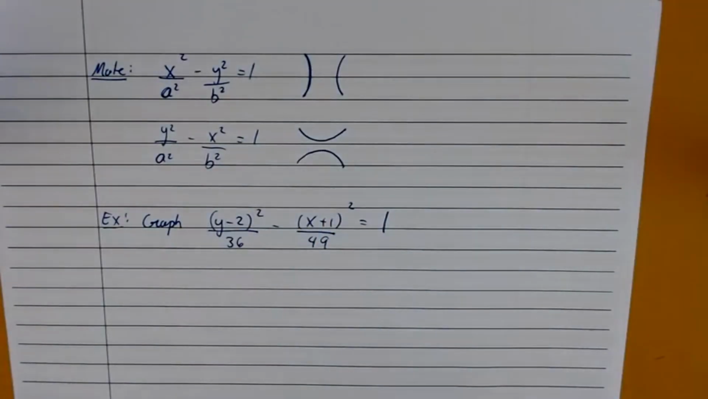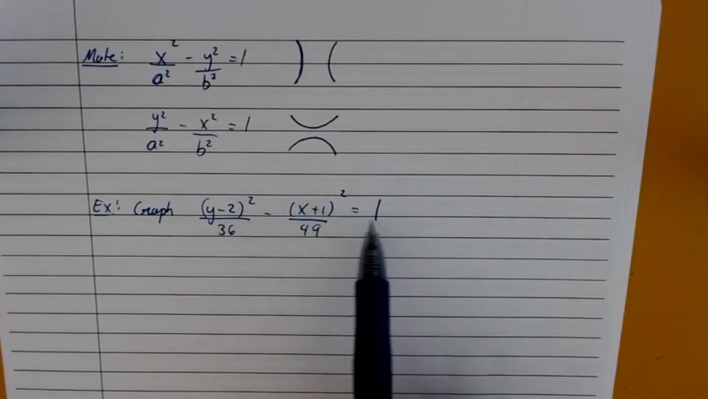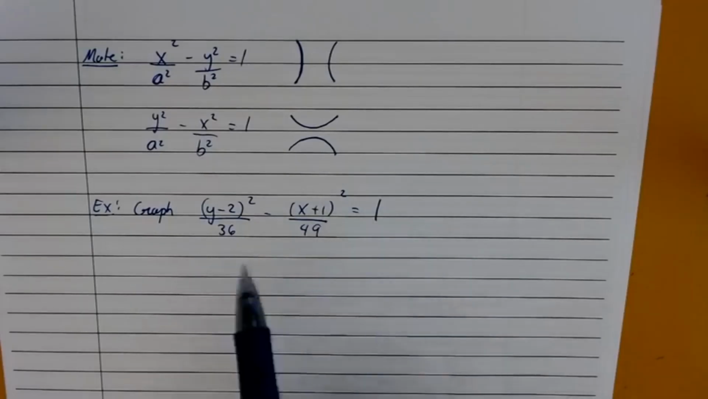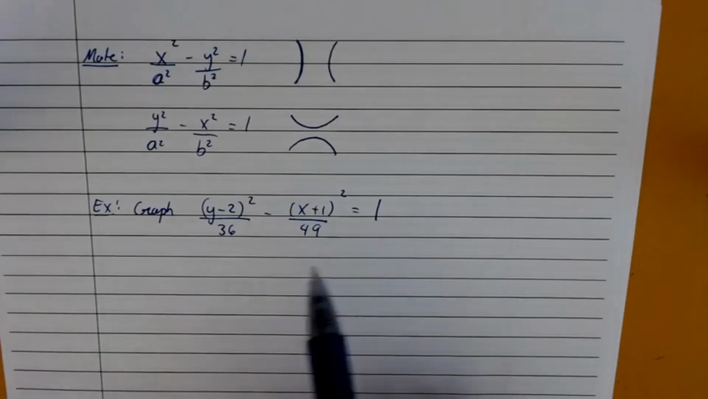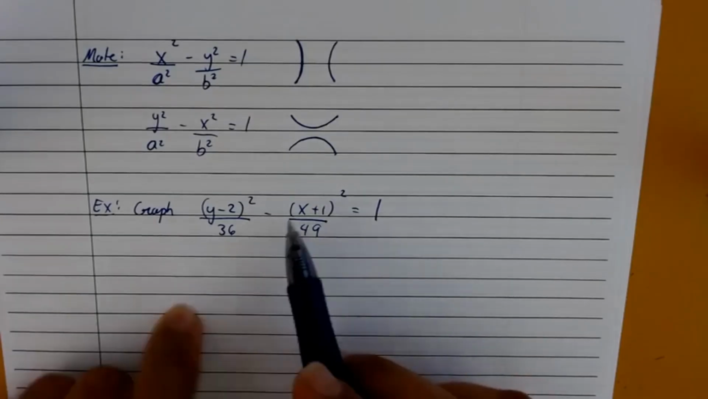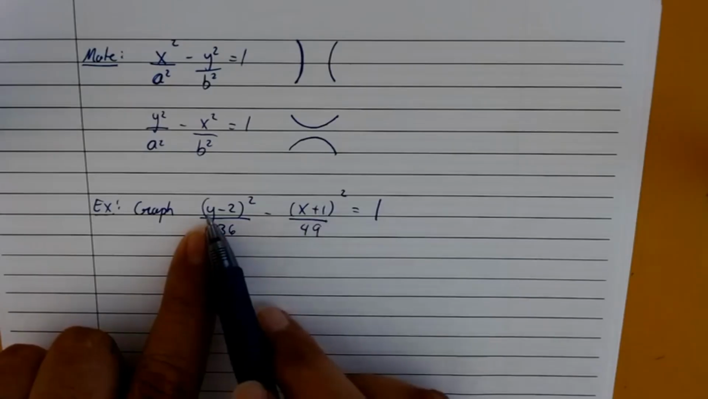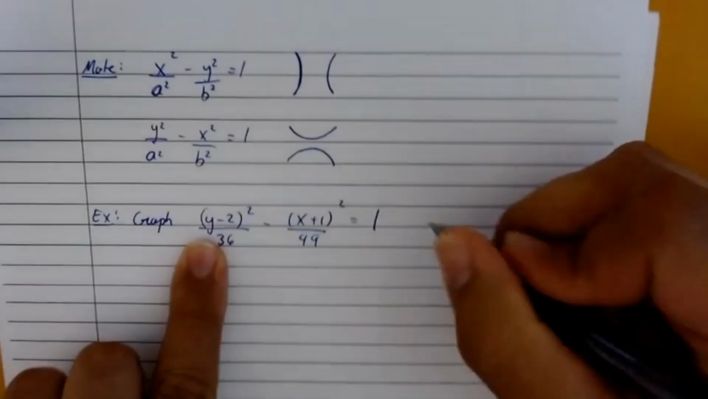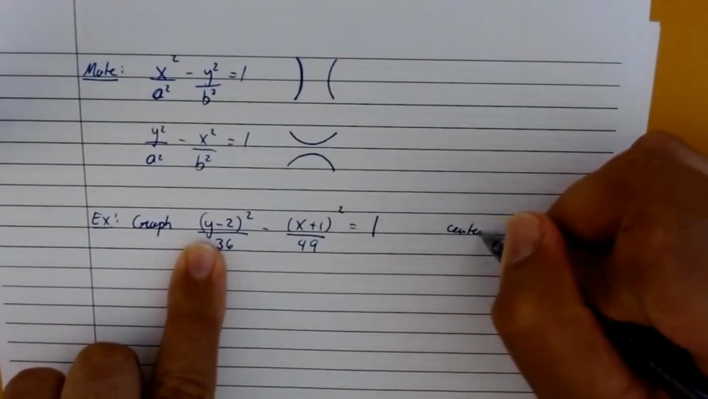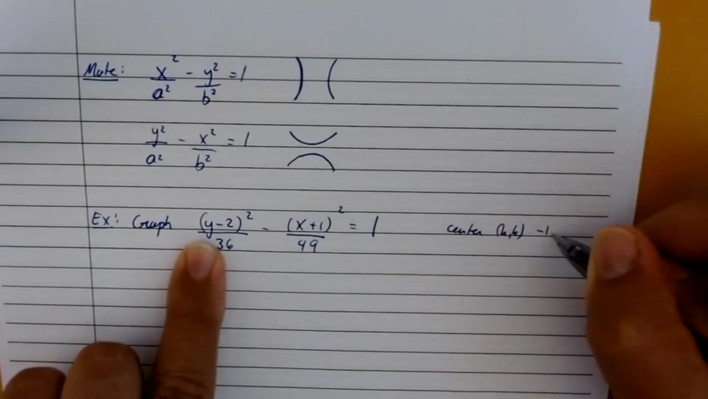So this is already in the correct form. This is already something squared minus something squared equals 1. So here we don't need to modify our equation. We simply need to pick out the appropriate components. First of all, let's find our center. What number are you subtracting from x? Well, you're subtracting a negative 1. What number are you subtracting from y? You're subtracting a 2. So that means your center, your (h, k), is equal to negative 1 comma 2.